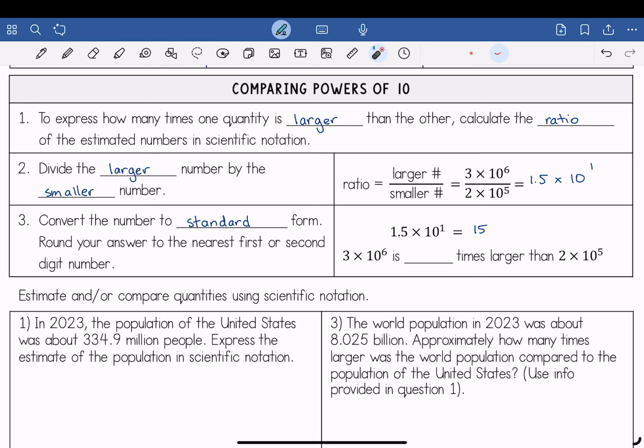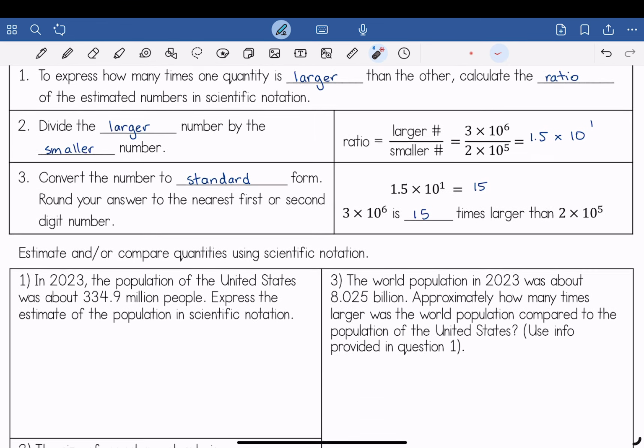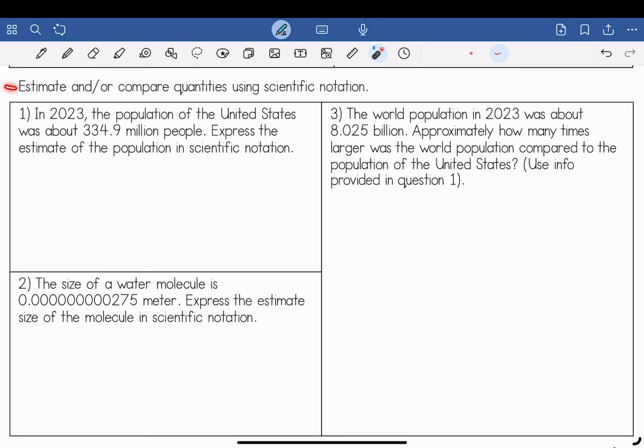Step 3, convert the number to standard form. Round your answer to the nearest first or second digit number. So in the example here, 1.5 times 10 to the power of 1, we're going to convert it to standard form, which is 15. Therefore, 3 times 10 to the power of 6 is 15 times larger than 2 times 10 to the power of 5. We're going to answer some examples and questions. Estimate and or compare quantities using scientific notation.